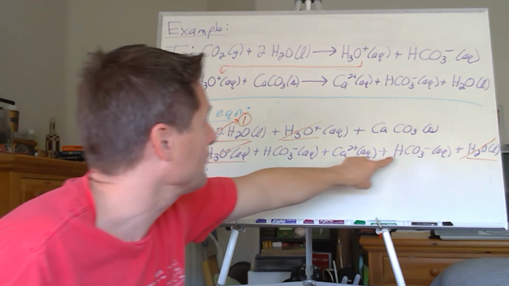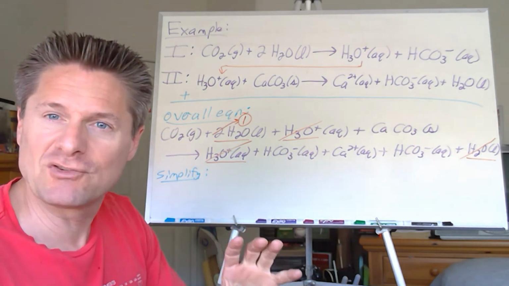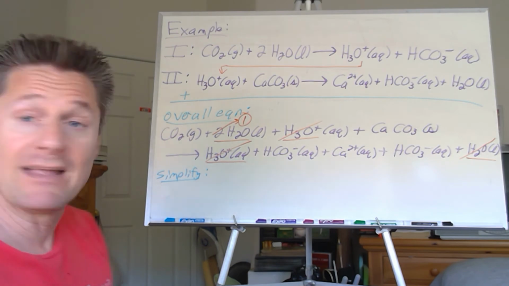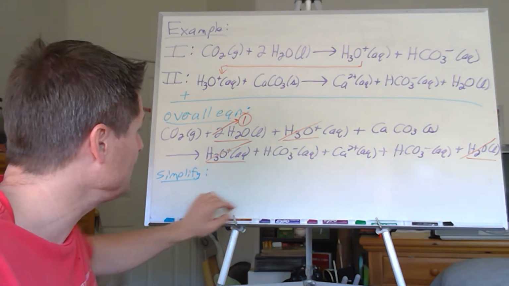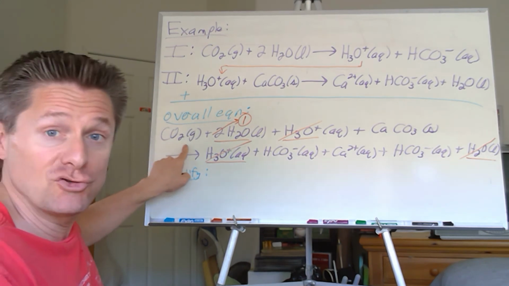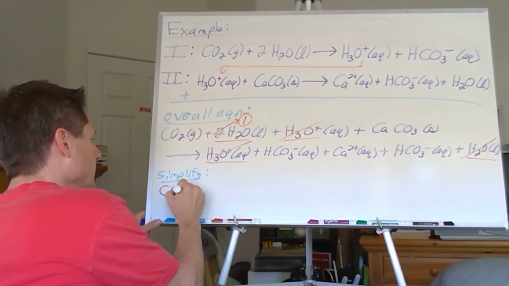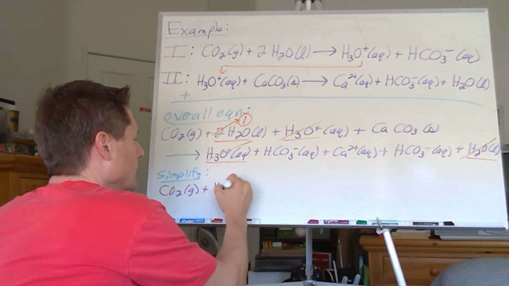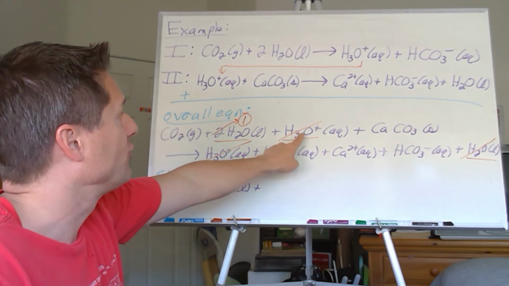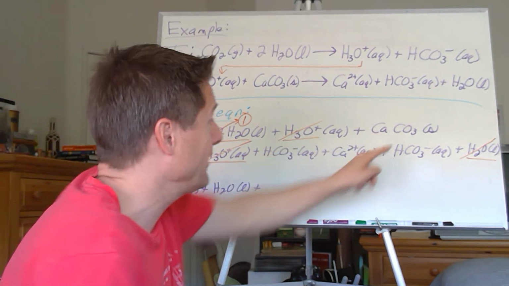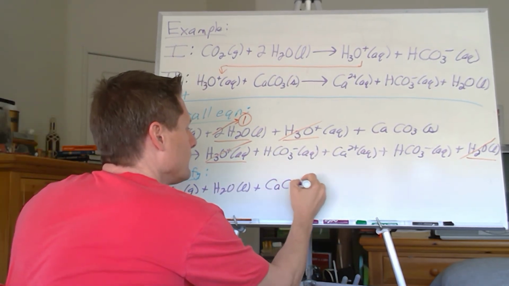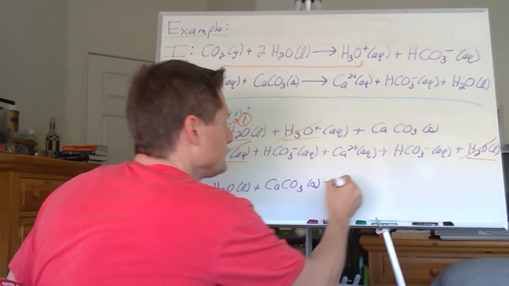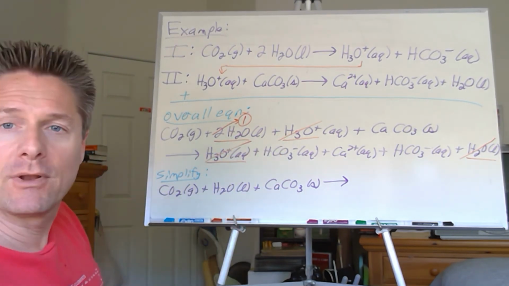These two bicarbonates are going to combine together, right? So I'm just going to lump those together as two bicarbonates, and then the calcium. I don't see calcium carbonate on either side. So that's it. I don't see anything else canceling out. Let's do our overall equation. So I still have the CO2 gas on the left. I have one water left. The hydronium ion's gone. I have the calcium carbonate solid. And that's it on the left-hand side. Got rid of the hydronium, got rid of one of the waters.